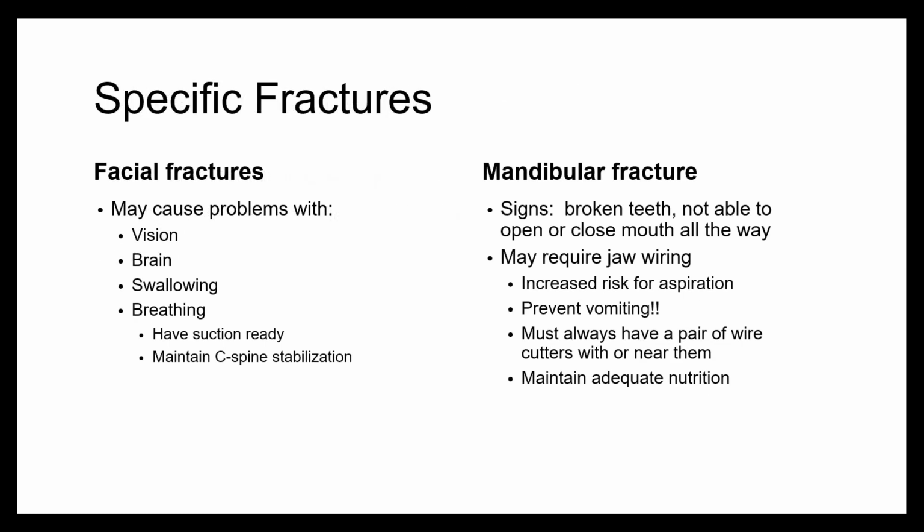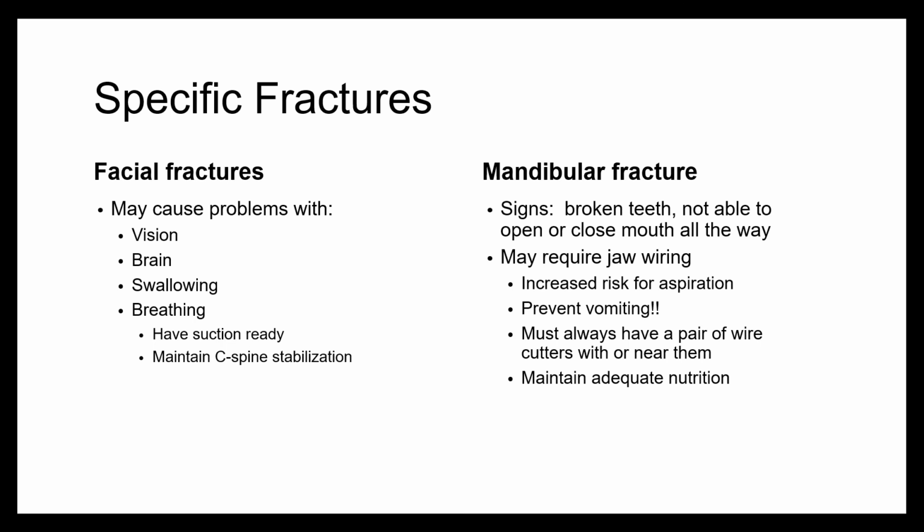As we wrap up, we're going to look at a couple of different types of specific fractures. The first type is the facial fracture. It's important to note that this can cause problems with vision. It can cause problems with their brain, swallowing, breathing. So it is necessary to have suction ready and to maintain C-spine stabilization for somebody that has suffered a facial fracture until we're sure the extent of their injuries.